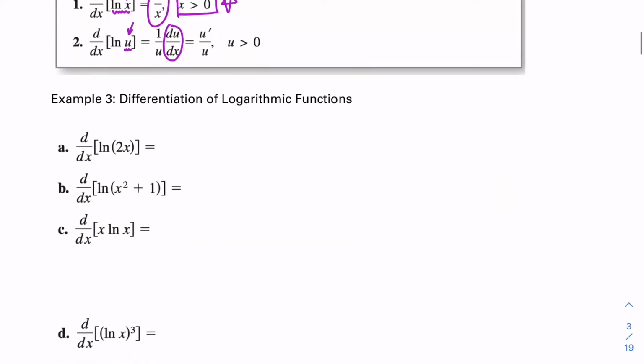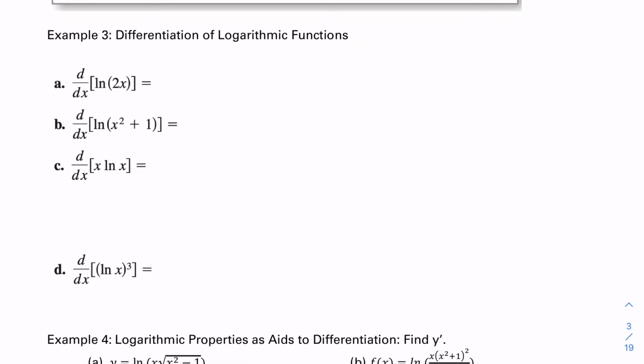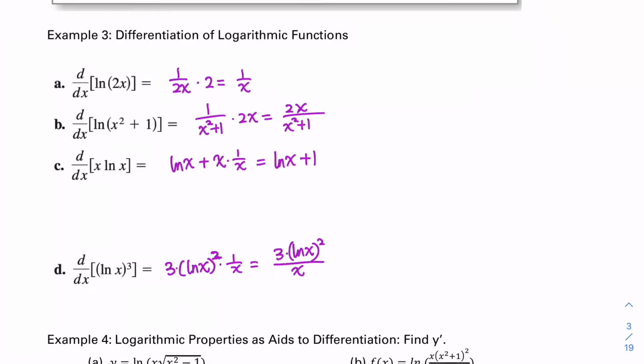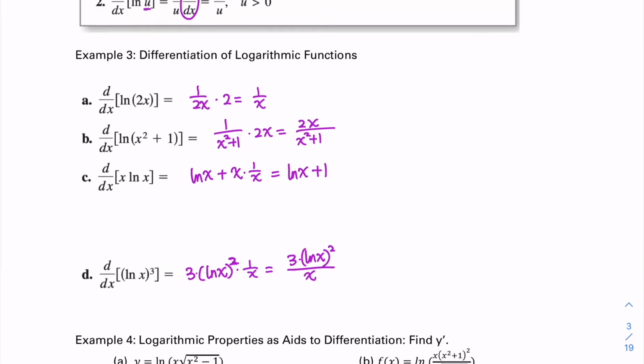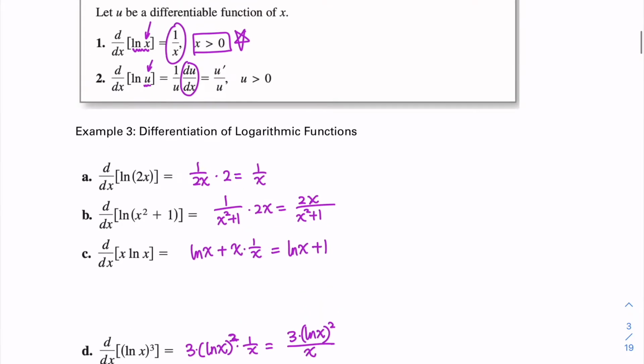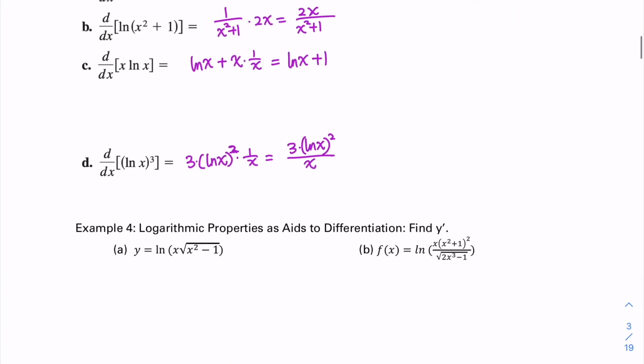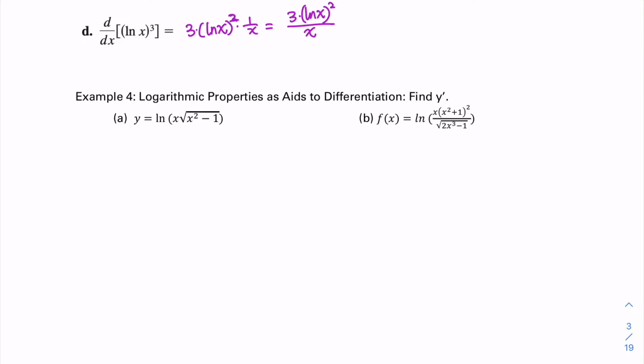Now we're going to do example 3. You can pause the video and solve it yourself in 2 minutes and then compare your answers with mine. After you finish example 3, you can compare with my answers. Example 3 is the direct application of the derivative. And example 4 gives us some examples.